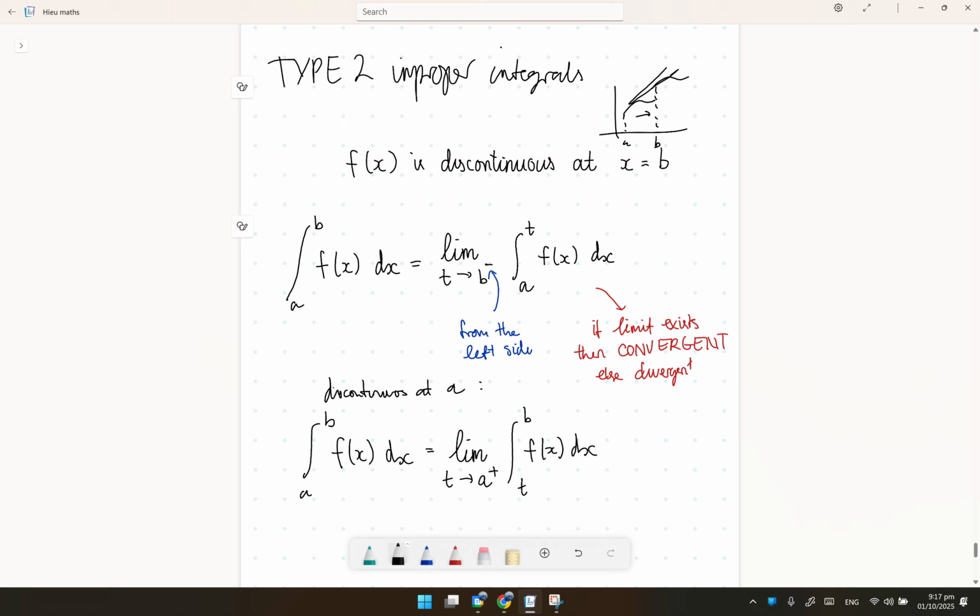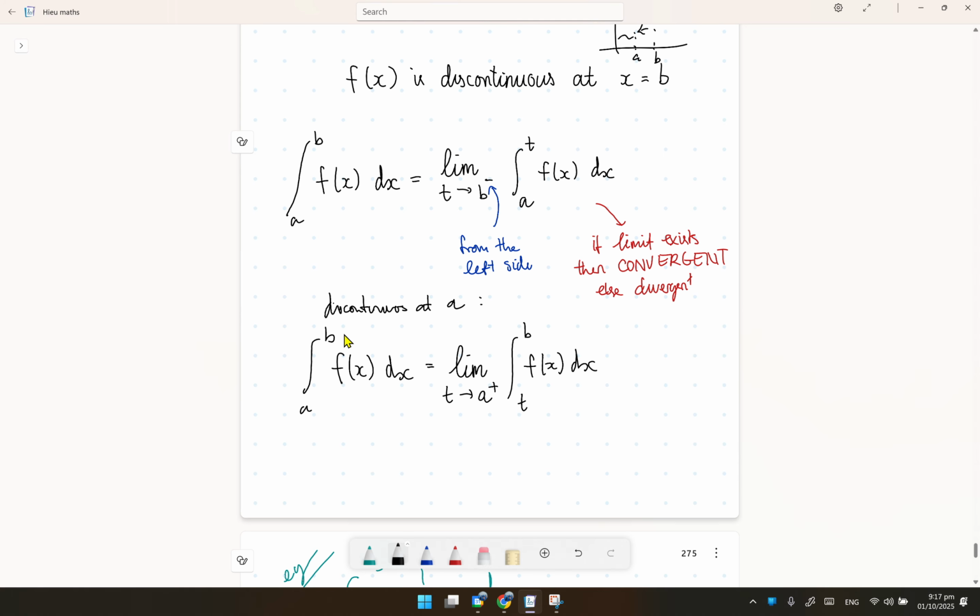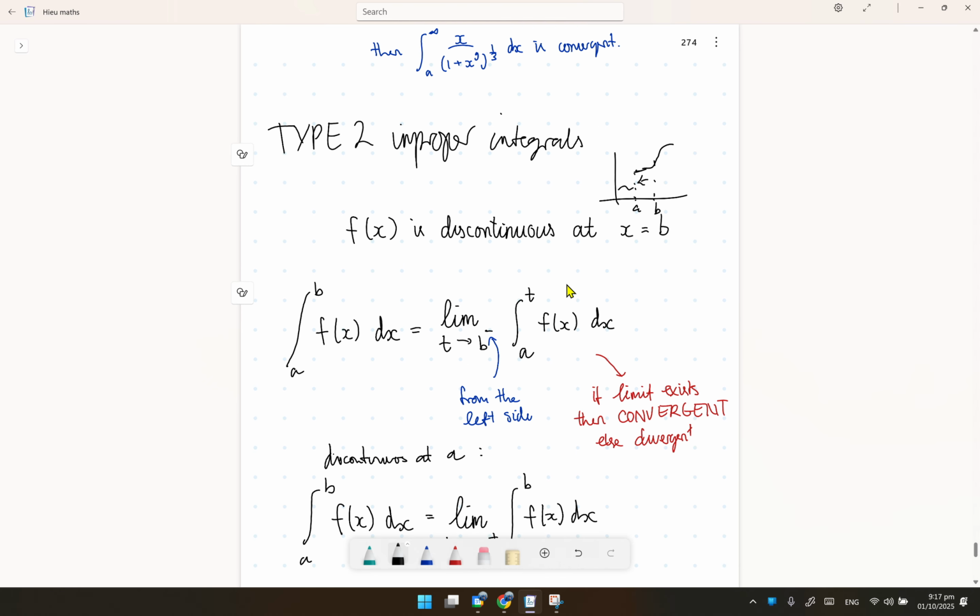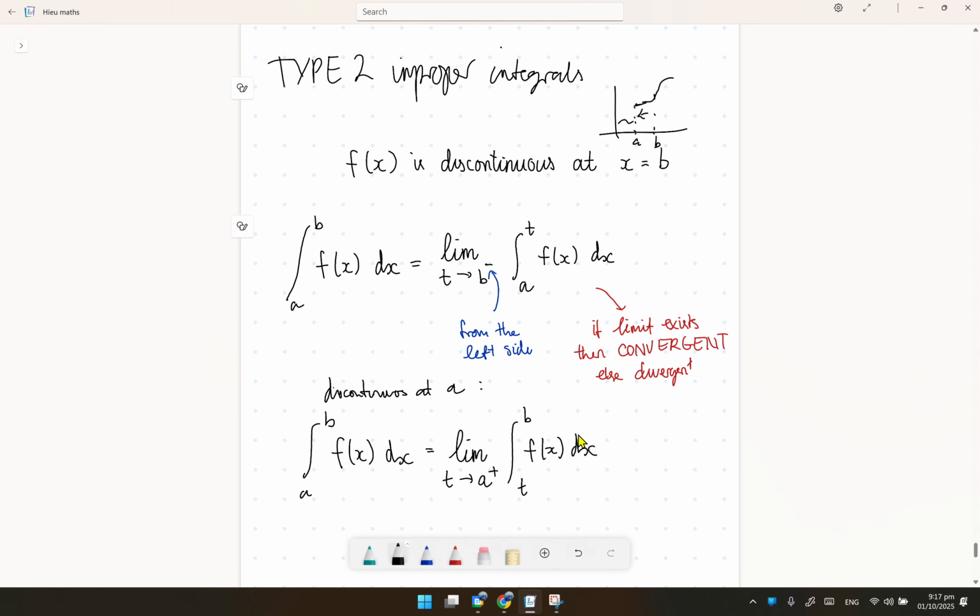Or if, for example, the function was instead discontinuous at a, then we're going left to right, and therefore it would just be the limit as t goes to a from the positive side, of the integral from t to b, like that.